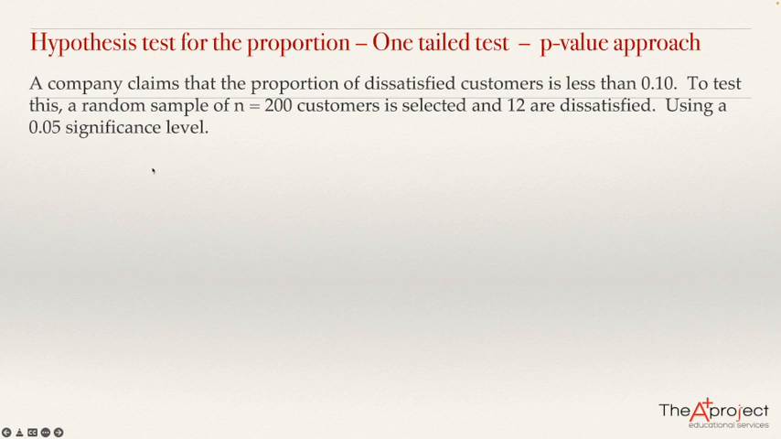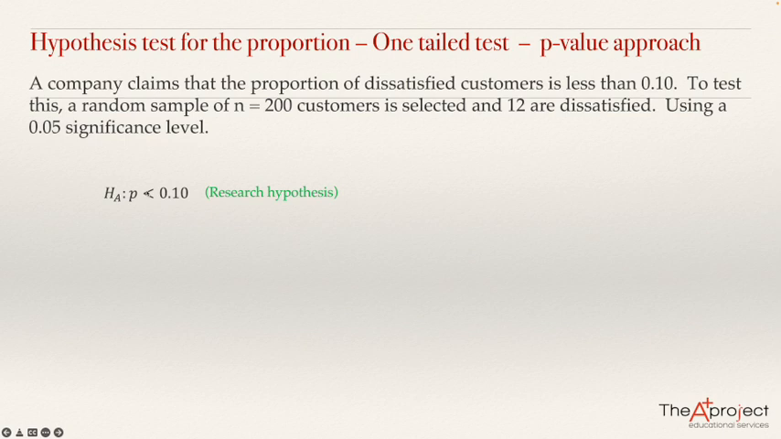So of course, the first thing to do is state the hypothesis. And we have here that the company claims that the proportion of dissatisfied customers is less than 0.10. So this is one hypothesis. And because this hypothesis doesn't have an equal sign, this will be an alternative hypothesis. So let's type this as an alternative hypothesis: the proportion is less than 0.10. And this is the research hypothesis. This alternative hypothesis in this case is the one that the researchers want to know.